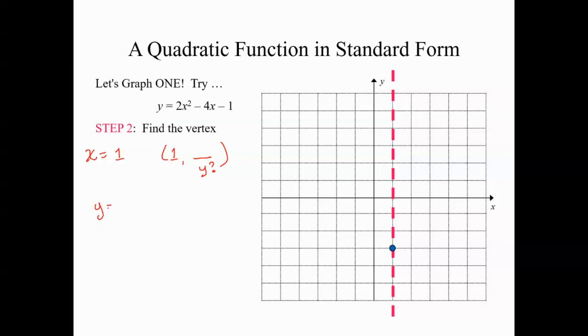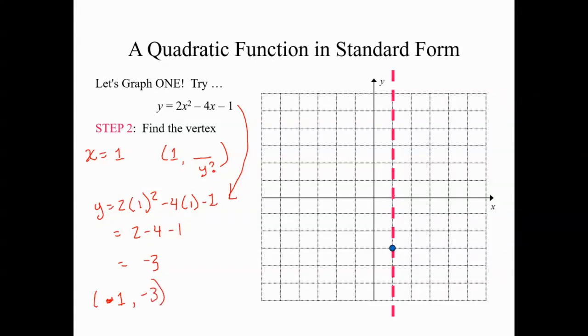We're going to sub this into our equation. So I have a 2 times 1 squared minus 4 times 1, minus 1. So again, this is just this equation that I started with, my original quadratic function, and I'm subbing in my x value that I found. So we get 2 minus 4 minus 1, which gives me 2 minus 4 is negative 2, so negative 3. So my vertex is at 1 and negative 3. So you can see I've drawn it here. So at 1 and negative 3, this is my vertex.